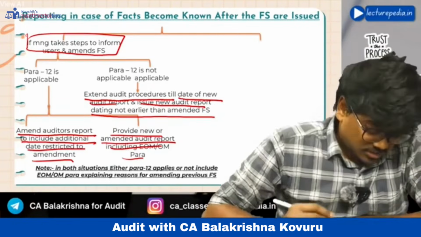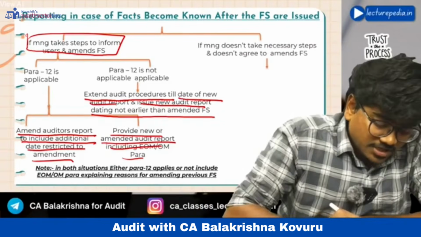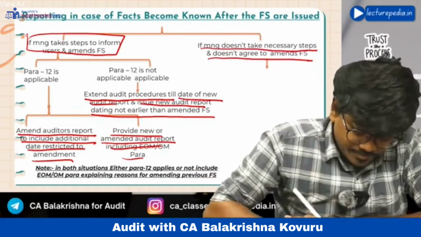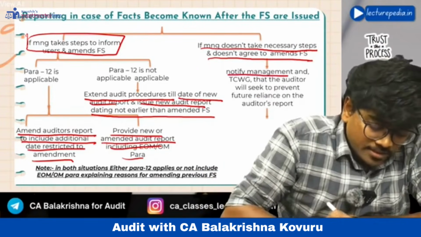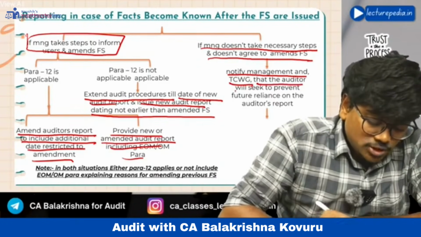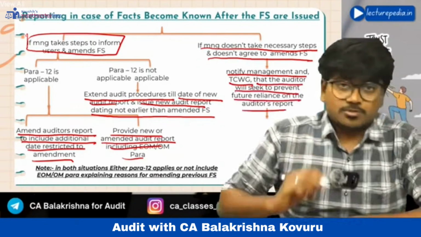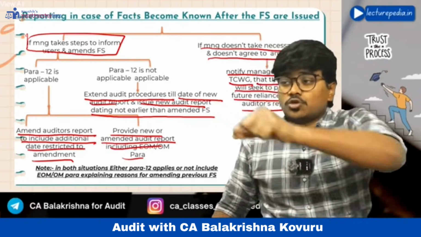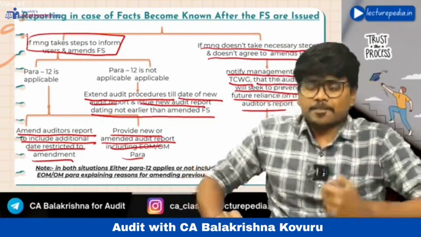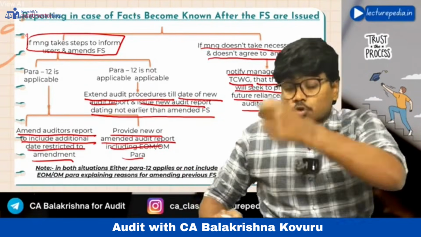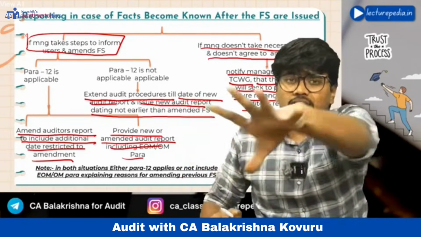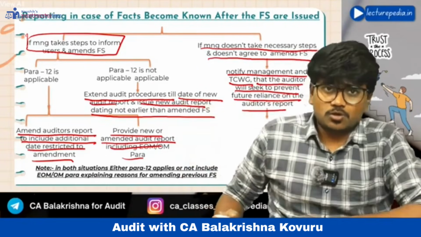Next, if management refuses, that is, if management doesn't take the necessary steps and doesn't agree to amend the financial statements, in such a situation, notify management and those charged with governance that the auditor will seek to prevent future reliance on the auditor's report. You need to notify the management and those charged with governance that the auditor will take whatever action is necessary, or you should ask the management to ask the users not to rely on the financial statements that you have issued.